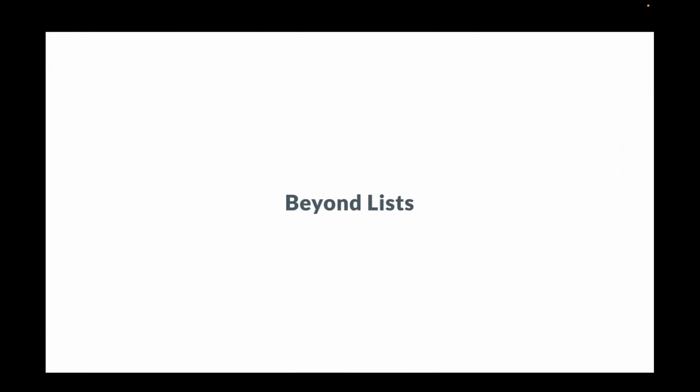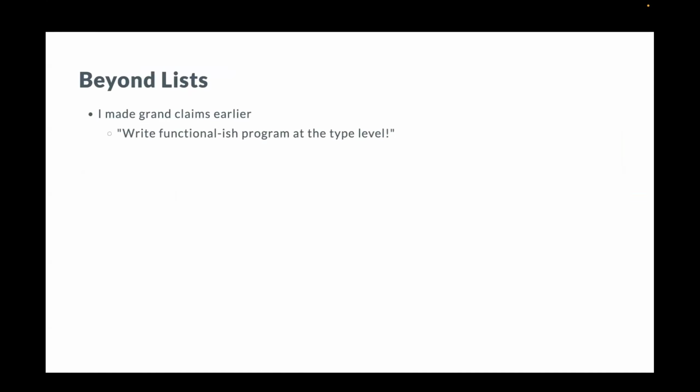And now let's talk a little bit about going beyond lists. So I've talked about how you can write arbitrary functional programs at the type level. Isn't that amazing? And all I've shown you are lists and recursion, which might be a little bit underwhelming if the speed of this presentation isn't so breakneck. But is that all there is to it? Well, my claim is no.